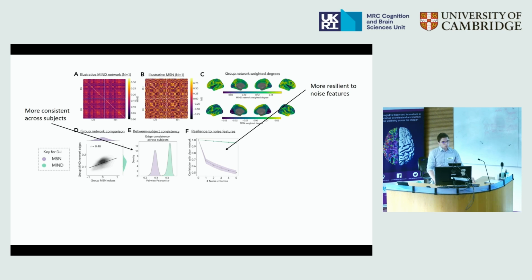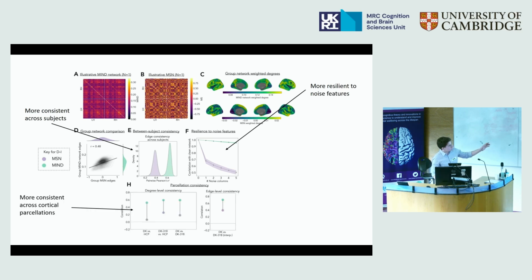The next thing that we did was compare how the group level networks look when you change the parcellation scheme in the brain. Ideally, the group level networks should be relatively consistent regardless of how you decide to chop up the brain, which parcellation you use. So we looked at three commonly used parcellation schemes: the Desikan-Killiany, a subdivision of Desikan-Killiany, and the Glasser 360 region parcellation, and looked at how consistent the networks were across those different parcellations. And what we find is that MIND is substantially more consistent across different cortical parcellations.